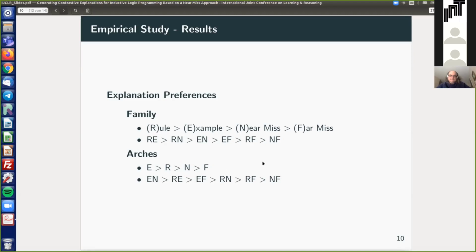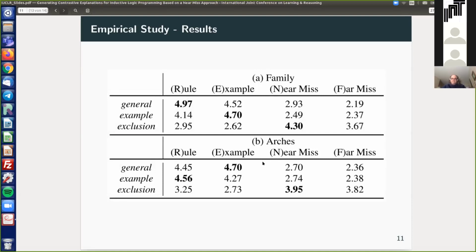I think I'm running out of time, so I'll go a little bit quicker now. Just to give you results on a 5-point scale. We see here that, again, to understand the general concept, the rule is better in this abstract family domain than, of course, the exclusion. It's best to have a near miss example out of all these different modalities. And also interesting in the arches, again, it's flipped around, because here you can see that in order to understand the general concept of an arch, you want to have a visual example instead of a rule, right? But still, near misses are best for understanding what is not in the concept.